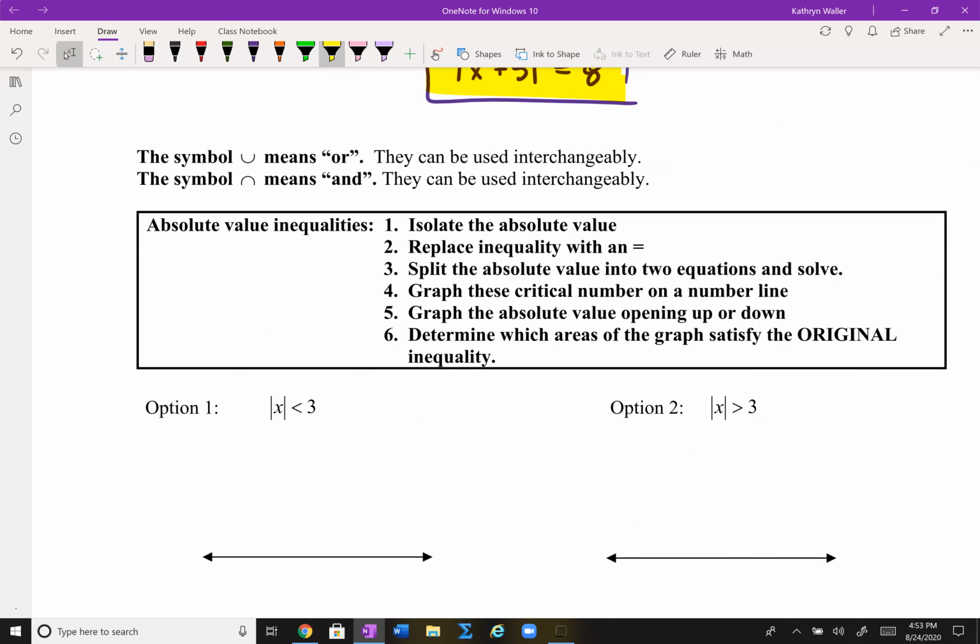So this next little part right here, this U means or, and an upside down U means and.